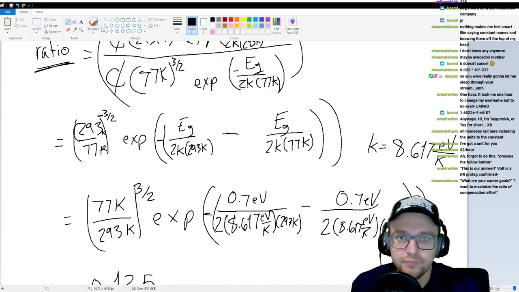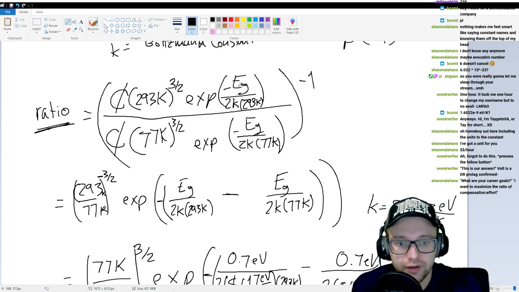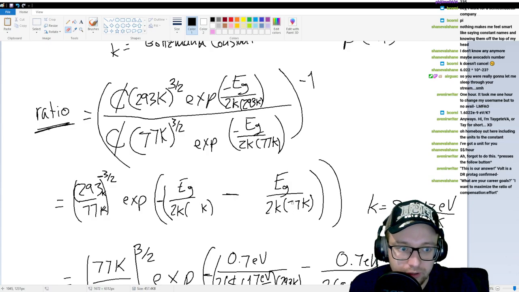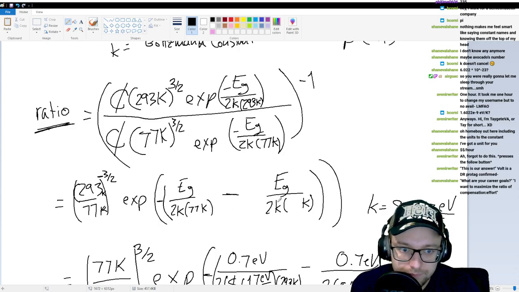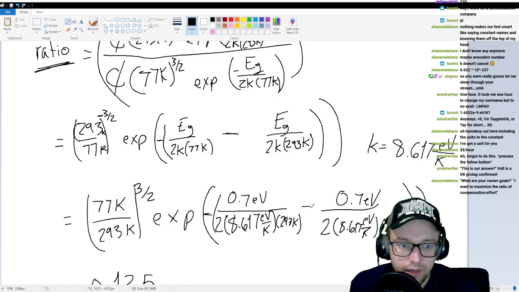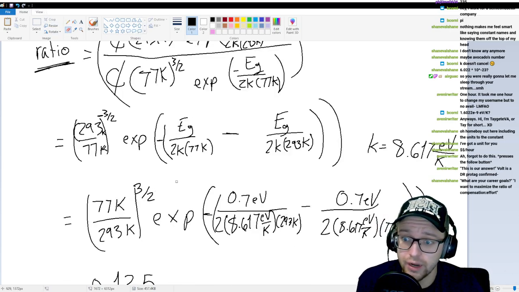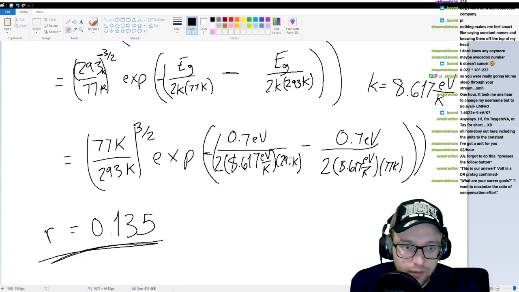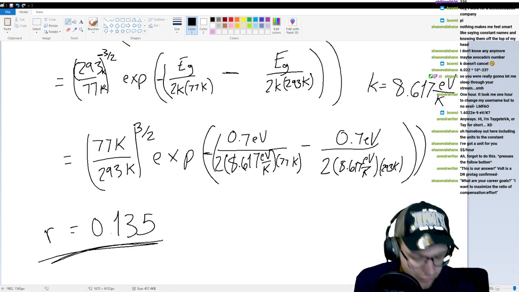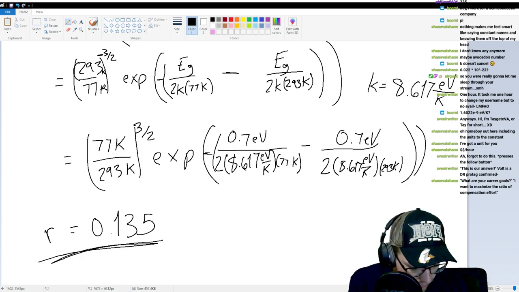Okay. So 77's on top, and we're subtracting this. So this should be 77, and this should be 290. Let's try that and see what we get. I want to maximize the ratio, to compensation, whatever. All right, let's try 77 minus 293. I don't think this is going to change anything, though. Unless it's a very significant change, I don't think it's going to make a difference.